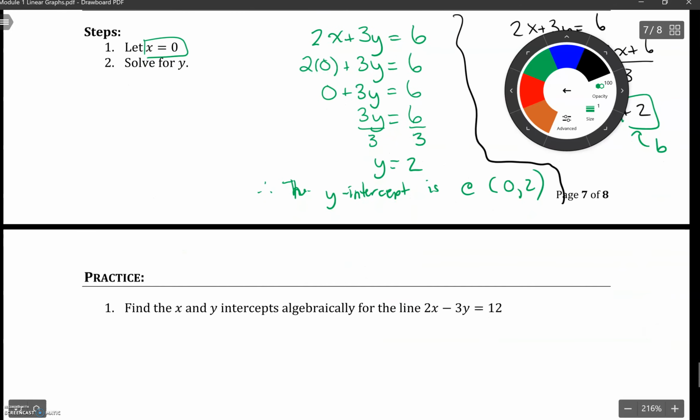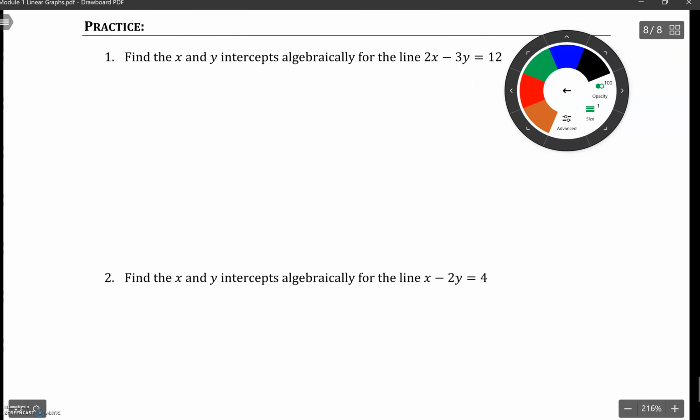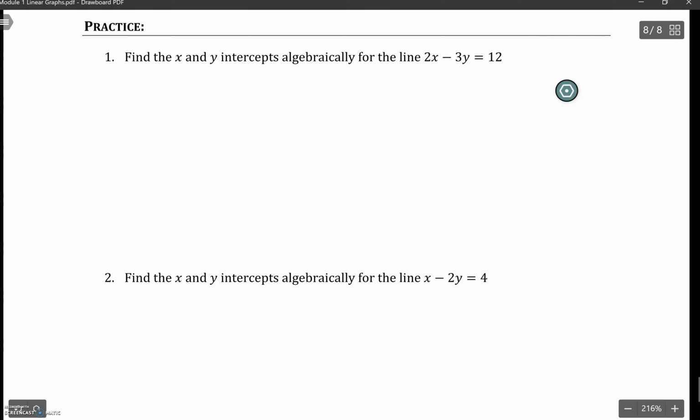Okay, so the next thing to do is practice. You have 2 examples given. Try it out. Try to find the x-intercept by subbing in y equals 0 and solving for x. Find the y-intercept by subbing in x equals 0 and solving for the y value. Unpause your video and check your answers after you've done the work.